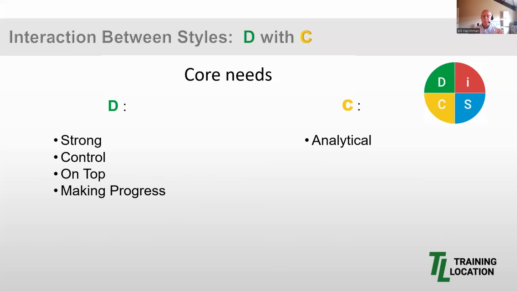Now we can start to see, if a D is interacting with a C, you can imagine, let's say, the D's need for always making progress, do it now, immediate results, and taking action intersects with the C's need for safety and security and knowing all the rules and reducing variability and reducing the unknowns before taking action. This could present a challenge. At a minimum, there is a need for that stretching from both people, as I shared earlier.